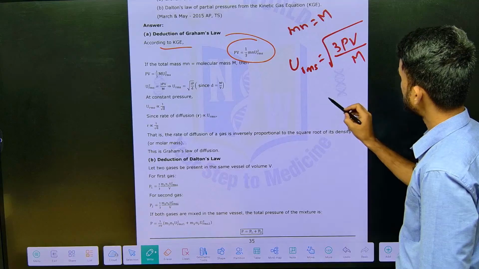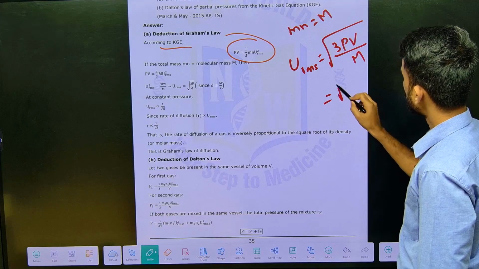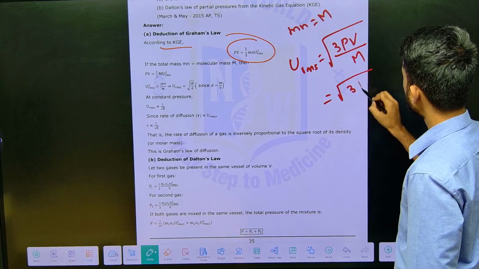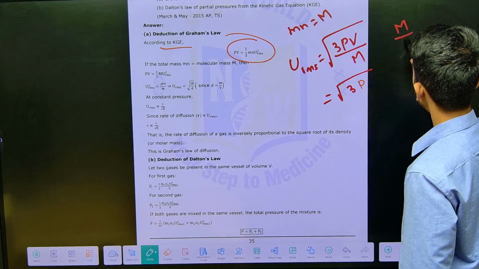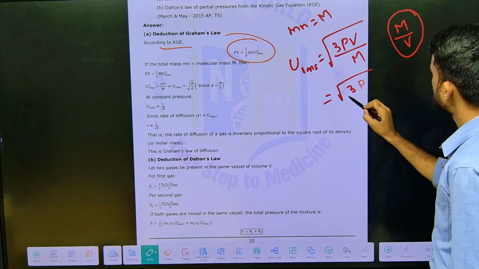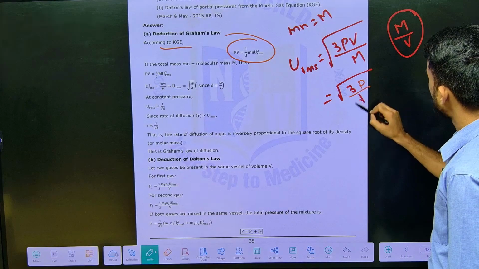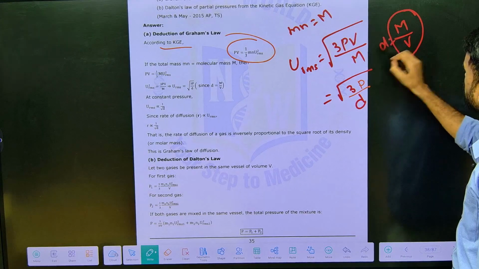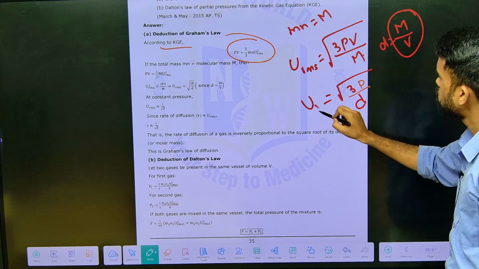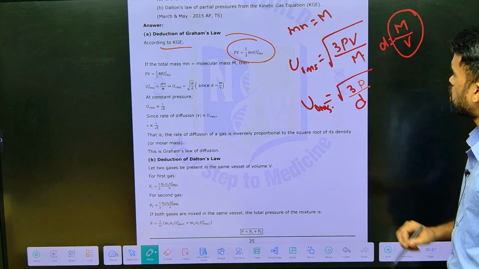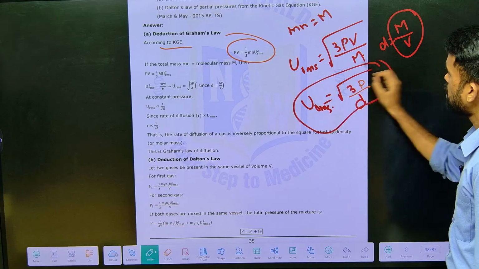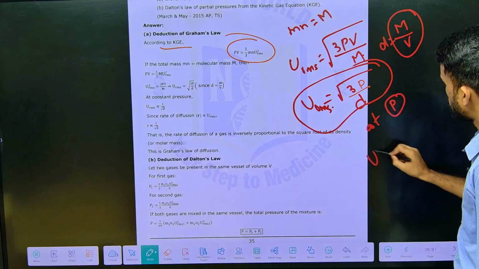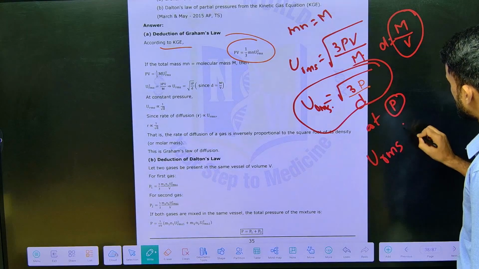So up to here it is clear. Now root over 3P, see, mass by volume, can we write this as density? 3P by d, I am writing. So what does d represent here? D represents mass by volume, mass by volume. This is u RMS.